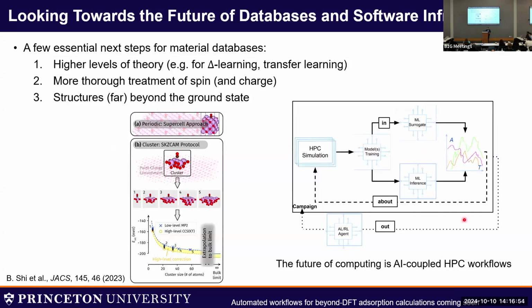So looking towards the future, a few essential next steps. The first is that I think we need to think about higher levels of theory, and that's been brought up a couple of times before, so that we can do things like delta learning, transfer learning, and multi-fidelity learning on these data sets. We don't necessarily need as much as the PBE data, but we need to start thinking about how we can generate sufficient quantities of this high quality data. We need to think more about spin, in my opinion, as well as charge, which I've not brought up, and structures, of course, far beyond the ground state for training these machine learned interatomic potentials.